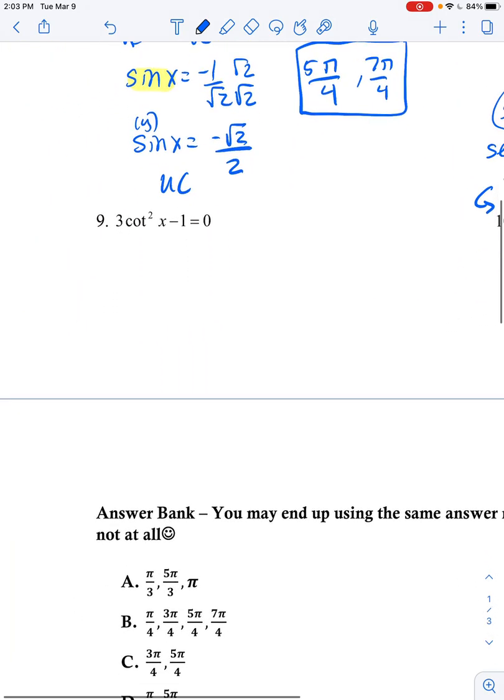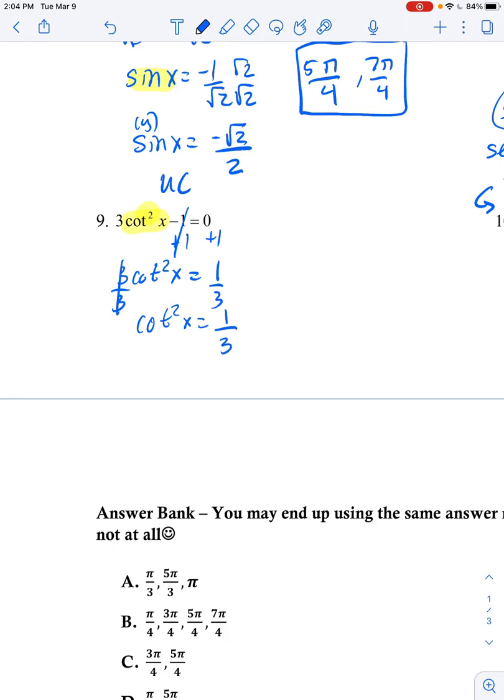Alrighty, almost done. I'm going to add 1. I'm trying to get this cotangent alone, and I see a couple things that are going to be tricky. One, it's squared, and two, it's a flipper because I have cotangent and I'll need to flip it over. So I have 3 cotangent squared x equals 1, dividing by 3. The cotangent squared equals 1 over 3.